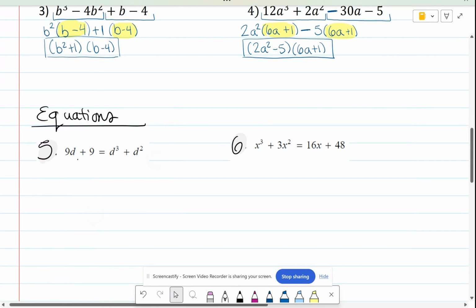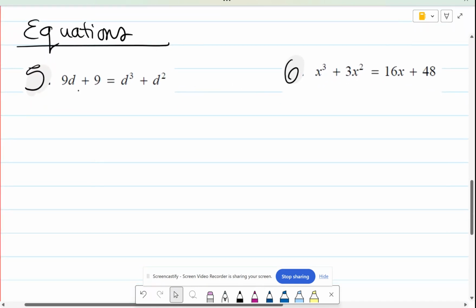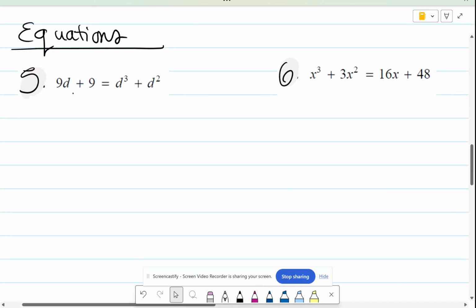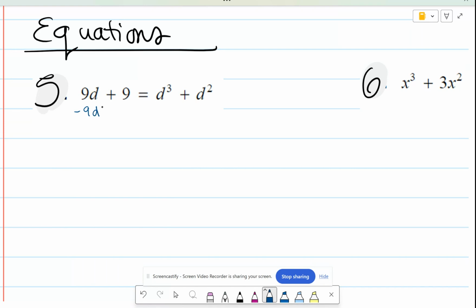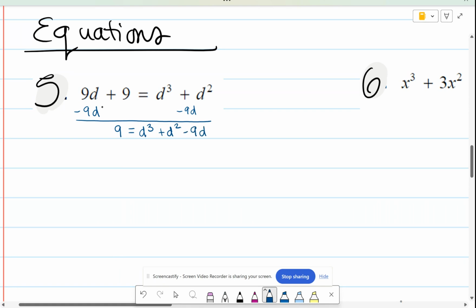All right, sometimes we're going to have equations, so I'll give you a second to write down your little subtitle. And number 5 is 9d plus 9 equals d cubed plus d squared. So you'll notice here that they don't equal 0. I have terms on both sides. We want to always have a positive lead coefficient, so we are going to move the 9d and move the 9. Because I don't want to have a negative d cubed if I can avoid it. And in this case, I can't avoid it. It's my choice how I move things around.